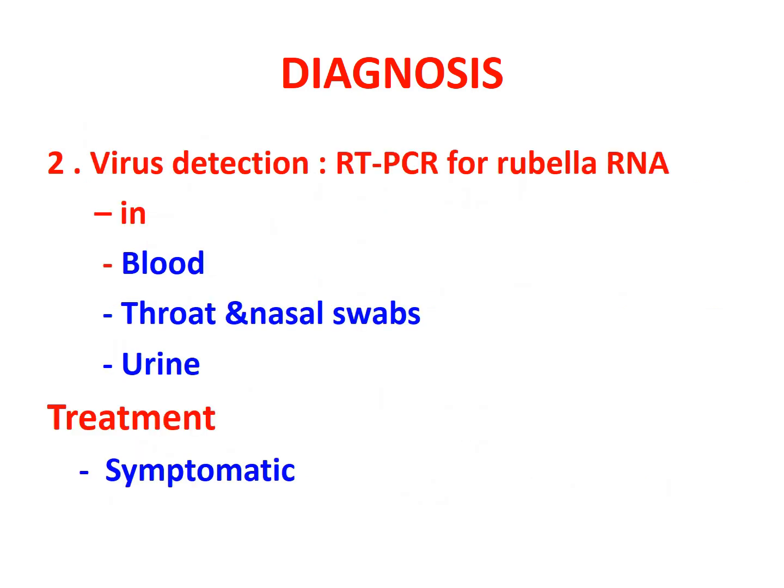Virus detection is done by RT-PCR for rubella RNA in the blood sample, throat and nasal swabs, and also in the urine sample. Treatment is symptomatic. There is no specific antiviral drug for rubella, so just symptomatic management is done.